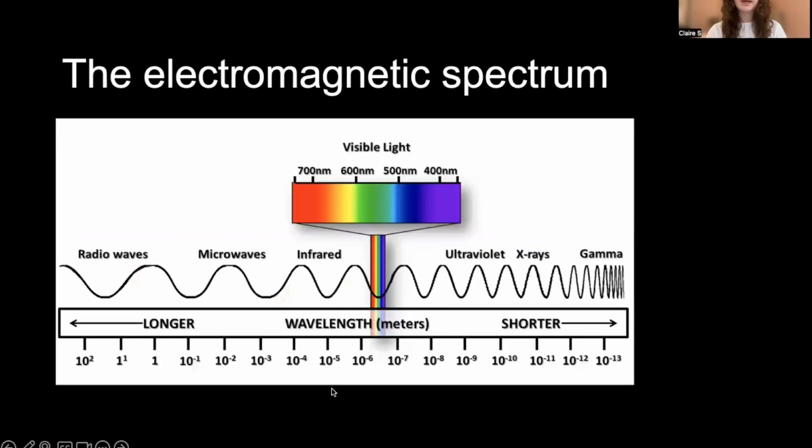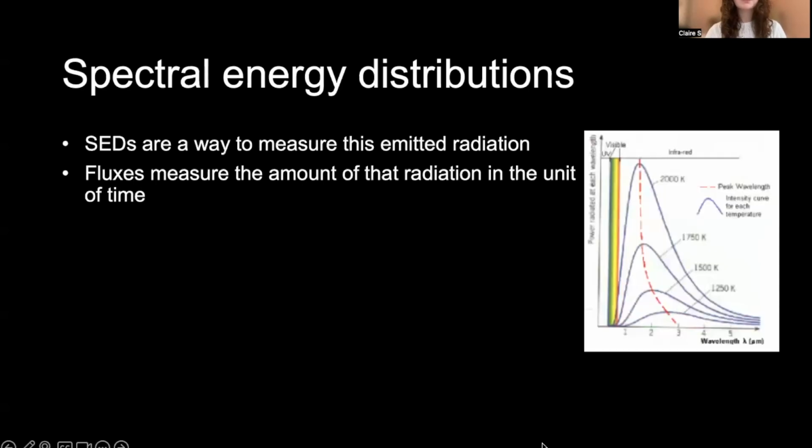The color emitted by a galaxy can be represented by the electromagnetic spectrum. Color depends on the radiation emitted at a certain wavelength of light. Spectral energy distributions are a way to measure this emitted radiation. Fluxes measure the amount of radiation per unit of time. In the example SED pictured, you can see that the x-axis represents the electromagnetic wavelength, while the y-axis represents the power of the radiation emitted at that wavelength.